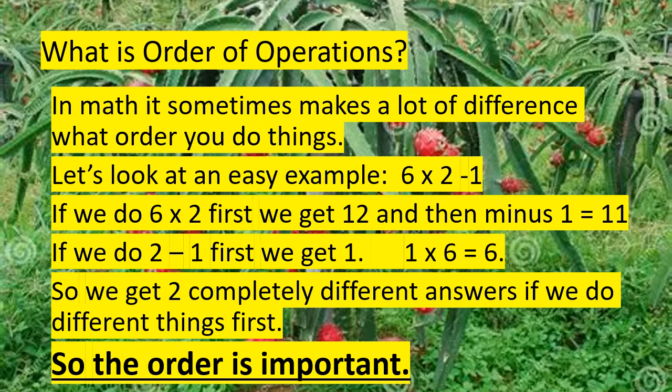6 multiplied by 2 minus 1. If we do 6 by 2 first, we get 12, and then we minus 1 and we get 11. If we do 2 minus 1 first, we get 1, and then we multiply by 6 and we get 6. So we get two completely different answers if we do different things first. So the order is important.